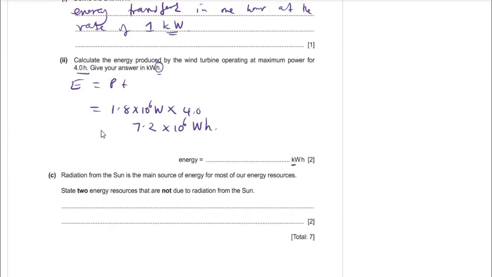But now we have to add this kilo. Kilo is a prefix, which is 10 power 3. That means we divide this by 1,000, because 1,000 is 1 kilo. So dividing by 1,000, that will be 7,200 kilowatt hours, because k here is 1,000.